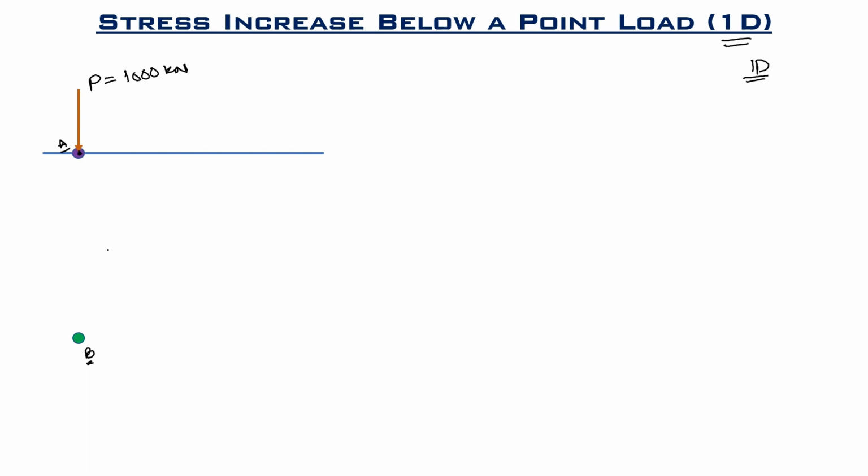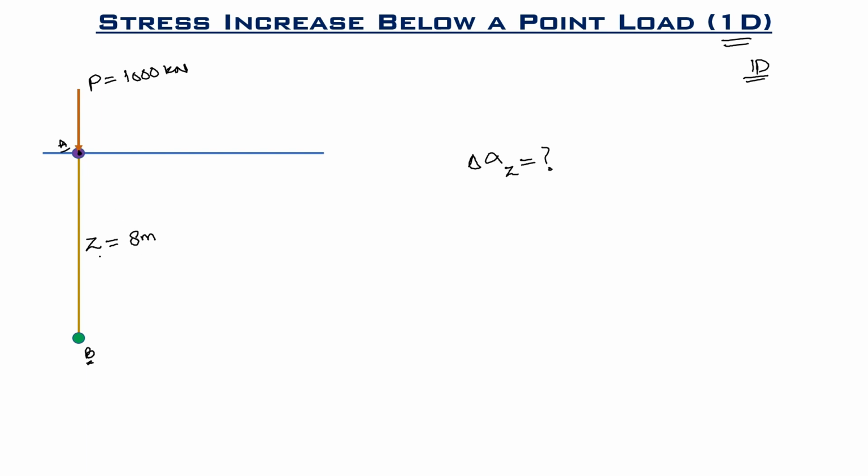To determine the stress at this point B, the stress increase is known as delta sigma Z. At this point, we want to determine this stress increase. So what will we do? We will determine the vertical distance between both points. Say this distance is 8 meters between both the points.